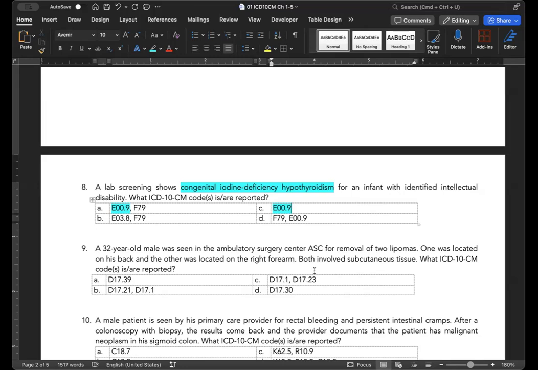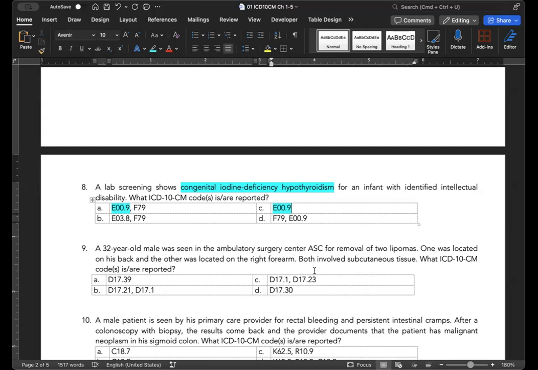So no need to code that, correct, Tiffany? Now we do need to code it, because once it's there for life, we should append it to our chart. Absolutely. So it'll be the F79.